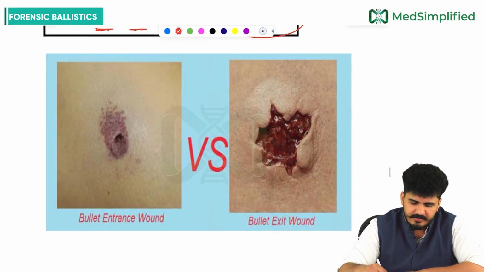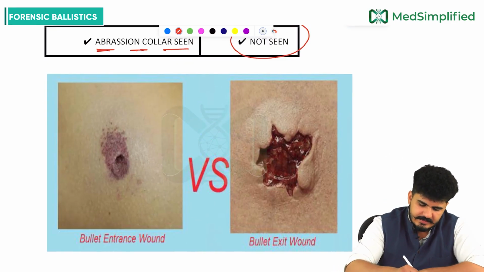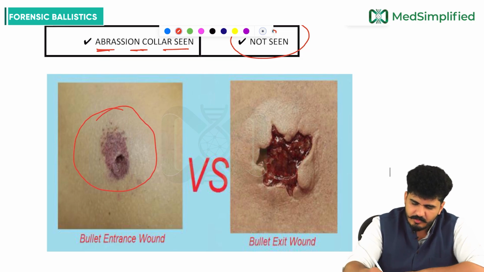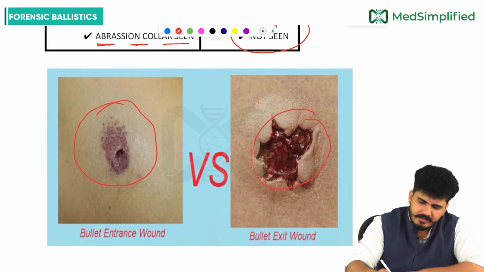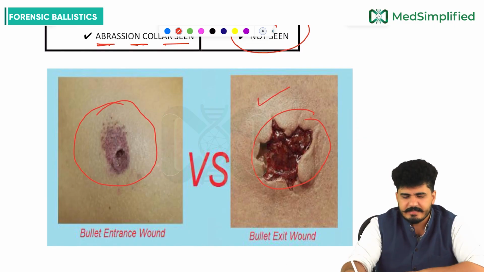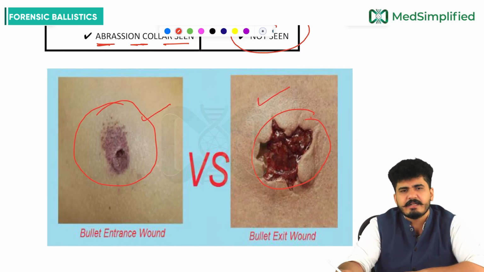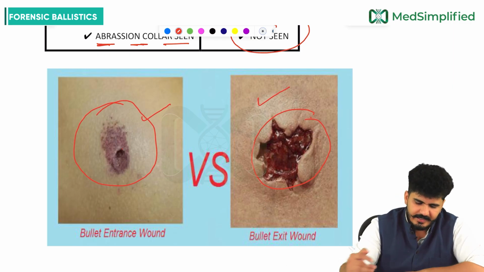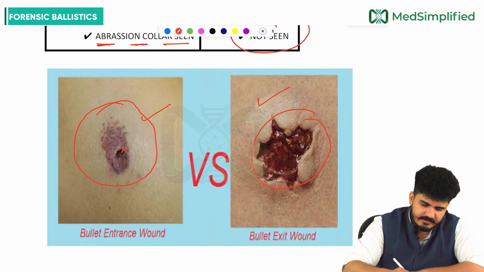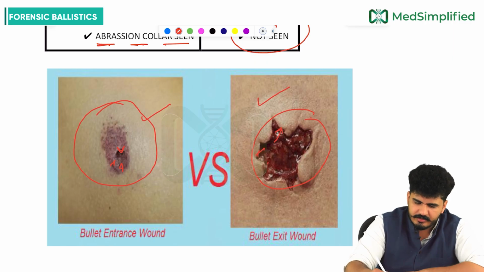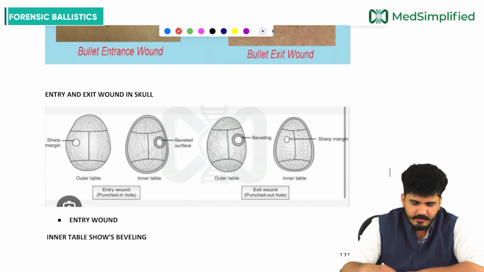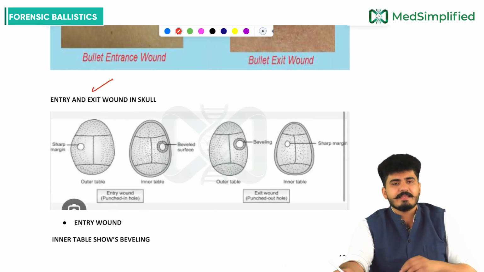Now coming to the difference, you can see here, this is the bullet entrance, the entry wound, and this is the bullet exit wound. Which is larger? This exit wound is larger as compared to the entrance wound, my dear friends. And you can see the inverted margins right here, sir, inside, and this is everted margins, coming out. So, entry versus exit wound in the skull.